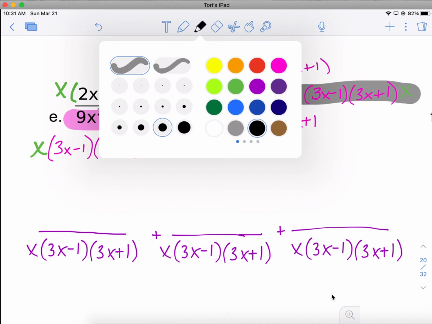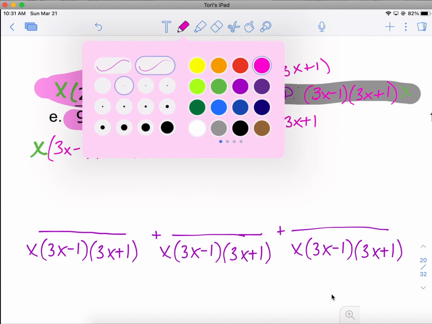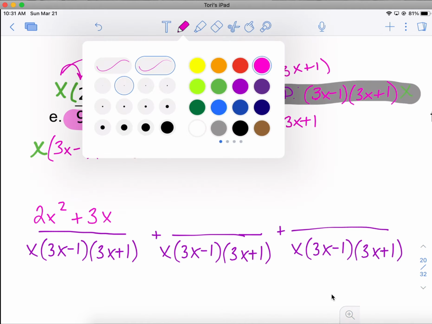So if I'm making the pink one, let me highlight that real quick. If I'm making this guy up here, think about distributing it. That's going to give me 2x squared plus 3x, okay? And that's coming from the first pink fraction. Then I'm going to do the blue. We're going to multiply all this together, okay? So if it helps you do it in kind of 2 waves, you can do that.